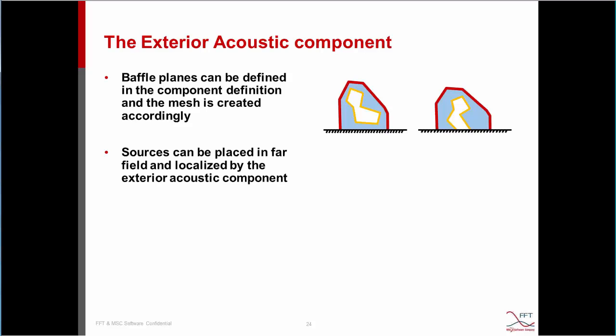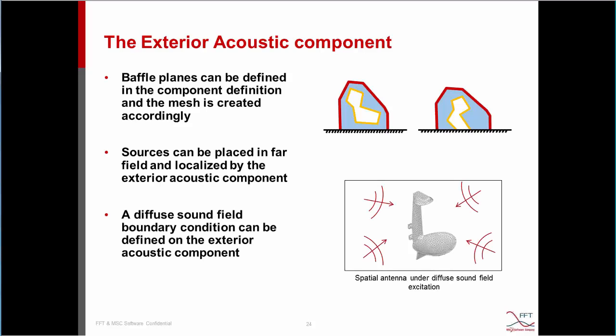Also, if you place some acoustic sources in the far field, like monopole or plane waves, they are localized by the exterior acoustic components and used in the calculation. And finally, if you are applying a diffuse sound field boundary condition on the same surface you are applying the exterior acoustic components, you will be able to excite your structure with this diffuse sound field, taking into account the masking effect of the structure.